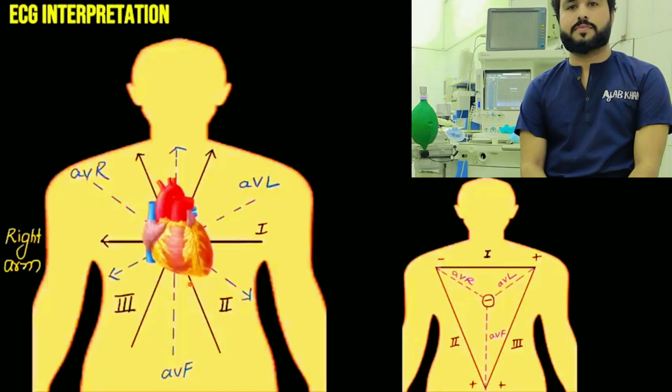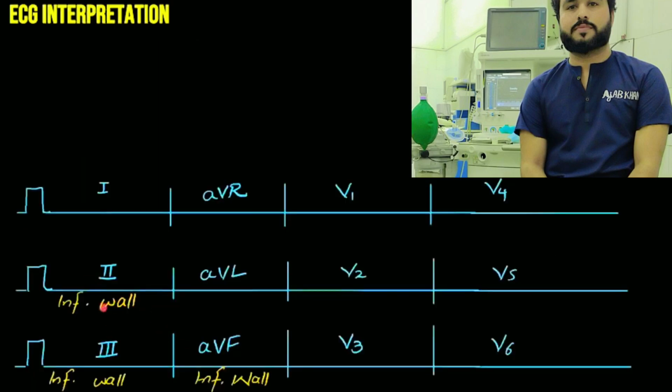Now, if I ask you, which are the leads that are looking at the inferior surface of the heart? What are the leads that are looking at the inferior surface of the heart? Pause the video and think over it. Leads that are looking at the inferior surface of the heart are lead 2, 3 and AVF. And if there is myocardial infarction in the inferior surface, if it is an inferior wall myocardial infarction, leads 2, 3 and AVF will show changes. Leads 2, 3 and AVF show us the inferior wall of the heart.